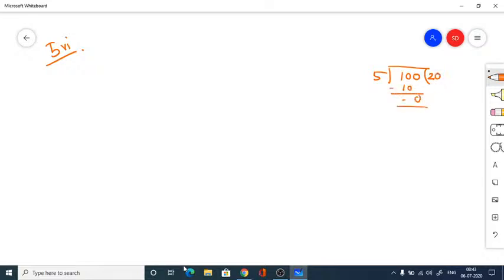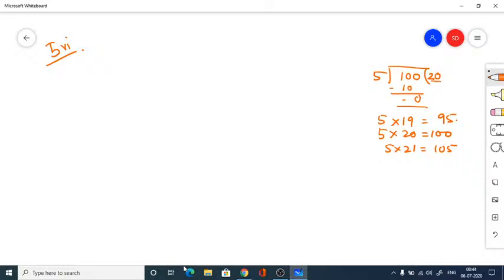So 5 into 20 is 100. Now if you do 5 into 21, it will become 105. So you have to go backwards. So 5 into 19 will be 95. So 95 is your answer.